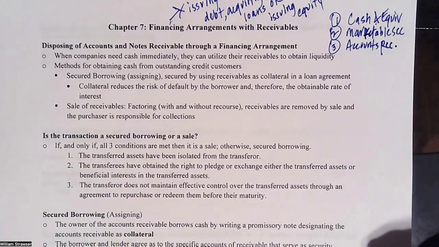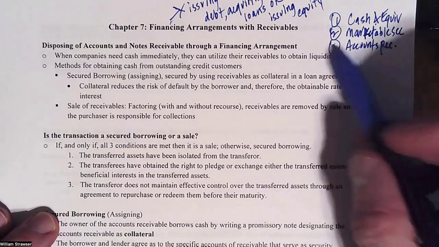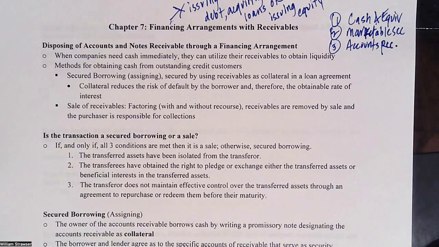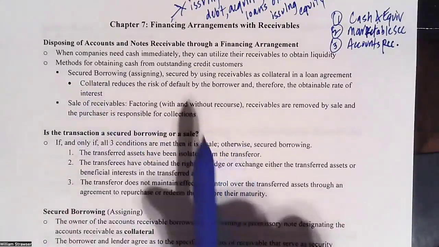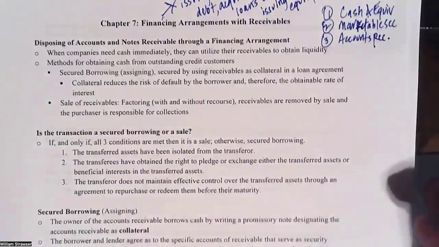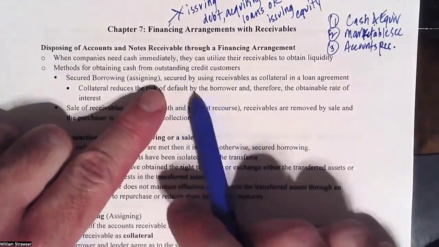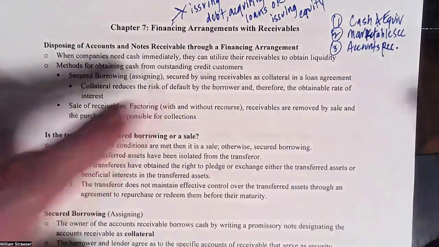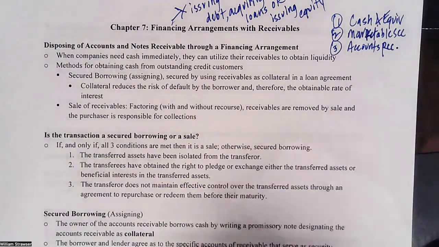So there's really two main types of using receivables to secure financing in a manner that actually turns accounts receivable straight into cash without waiting for our customer to pay off their account. The first one is a secured borrowing, also called assigning. And what we're doing here is we use the receivables as collateral in a loan agreement. Okay? So collateral means basically someone loans us money.